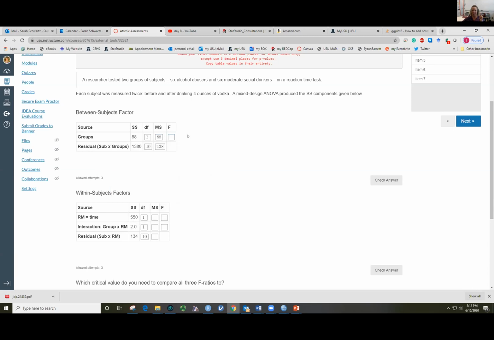And how do we calculate our F statistic? Divide. Divide what by what? What goes on the top? 88. What goes on the bottom? 138. Got it, Laura? Your eyebrows are saying what? Always for an F statistic, it's mean squared divided by mean squared.